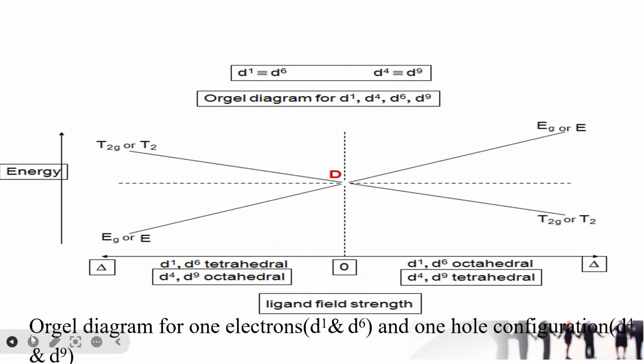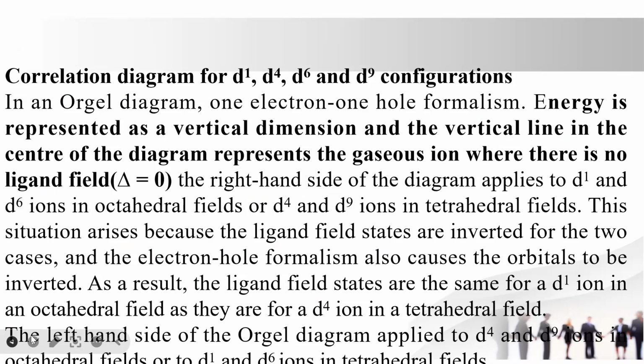Now, we will see about the correlation diagram for D1, D4, D6, and D9 configuration. In the Orgel diagram, one electron, one hole formalism is adopted for D1, D4, D6, and D9 configuration. The energy is represented in the vertical dimension and ligand field strength in the horizontal dimension. The vertical line in the center of the diagram represents the gaseous ion where there is no ligand field strength. The right-hand side of the diagram applies to D1 and D6 ions in octahedral field or D4, D9 ions in tetrahedral field.